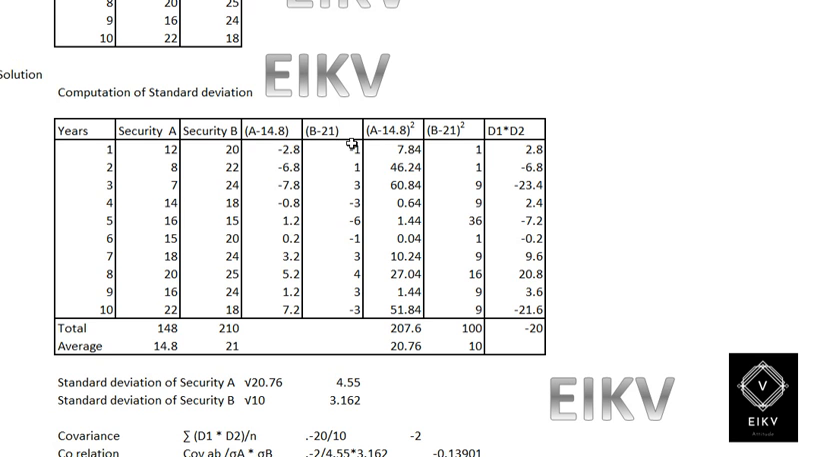After computing that, we need to take x minus x bar the whole square, which is 2.8 into 2.8, which gives 7.84, and 6.8 into 6.8, which gives you 46.24. The same way for B.